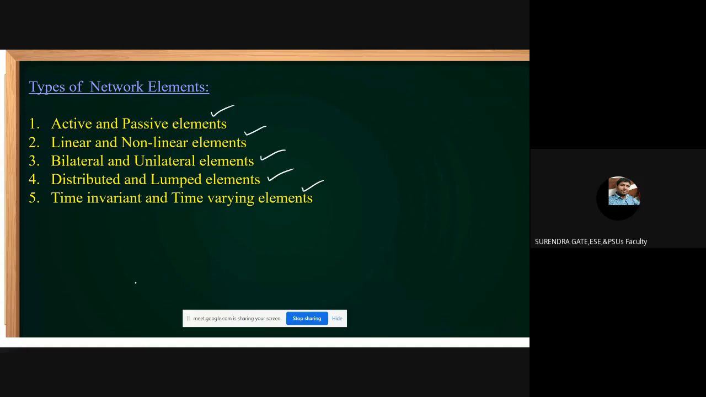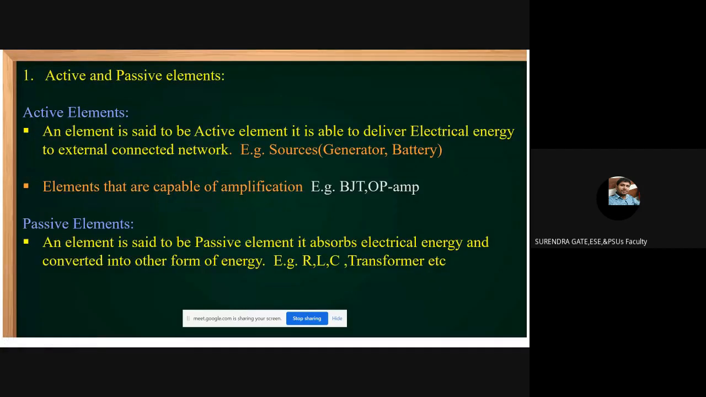First we concentrate on active and passive elements. What do you mean by an active element? What do you mean by a passive element? Students, please concentrate. An element is said to be an active element if it is able to deliver electrical energy to the external connected network. That means the elements which deliver electrical energy to the external connected network, even if you consider infinite time.